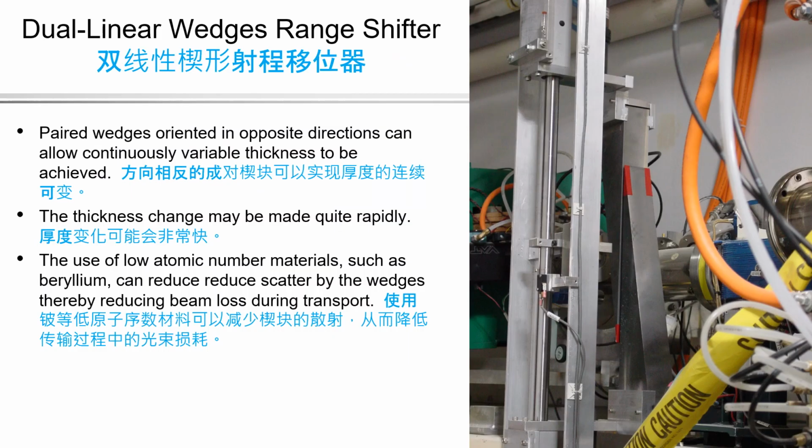For a finer selection of different thicknesses, a pair of wedges placed in opposite orientations can be inserted into the beam path. By sliding the wedges in opposite directions, a continuously variable thickness can be achieved. The thickness change can also be made quite rapidly. The use of low atomic number material, such as beryllium, can reduce scatter by the wedges and maintain a small spot size, thereby reducing beam loss during transport.